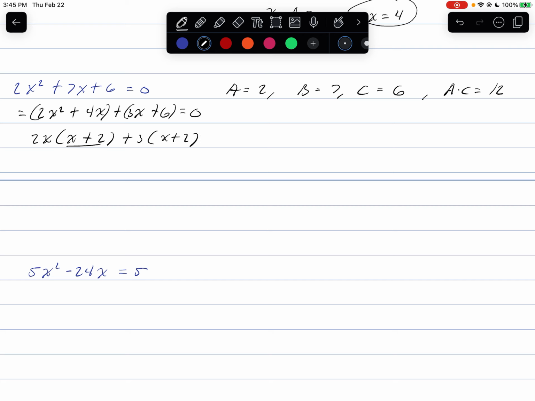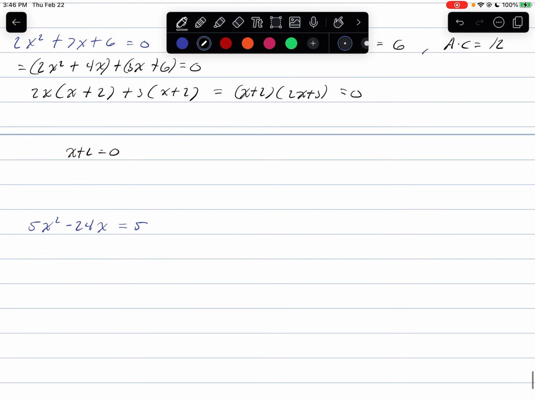And we'll notice now we have x plus 2 and x plus 2. So now we can factor out an x plus 2 from this whole thing. So we'll have x plus 2 times 2x plus 3. And if you remember, this whole thing is equal to 0. So now we can set each of these equal to 0. So we have x plus 2 is equal to 0. We can take 2 away from both sides, and we'll end up with x is equal to negative 2.